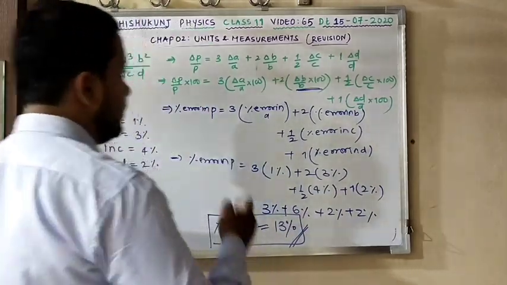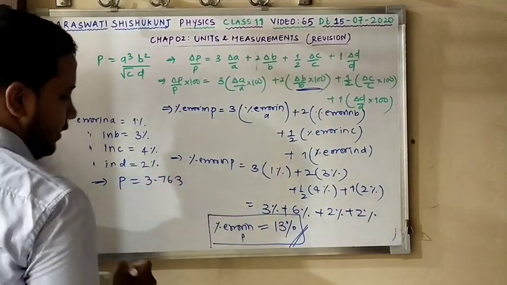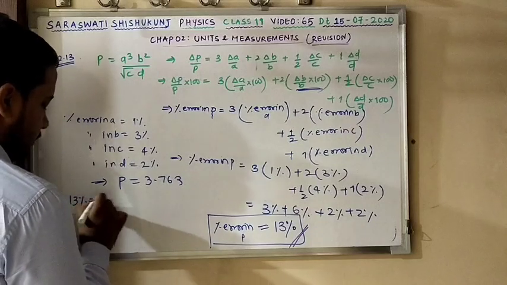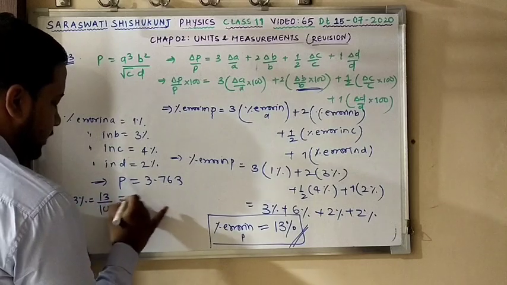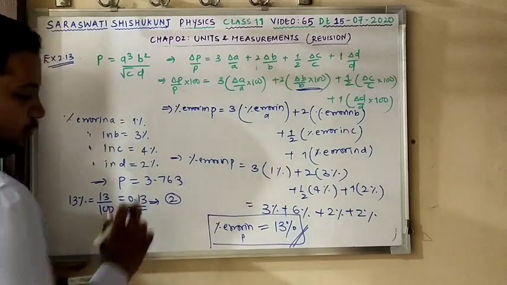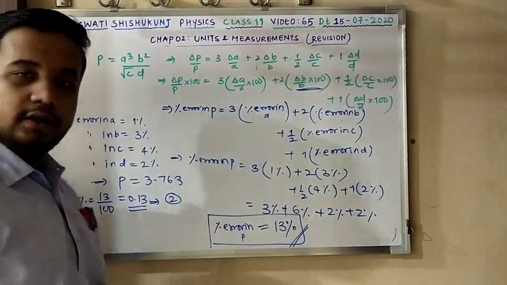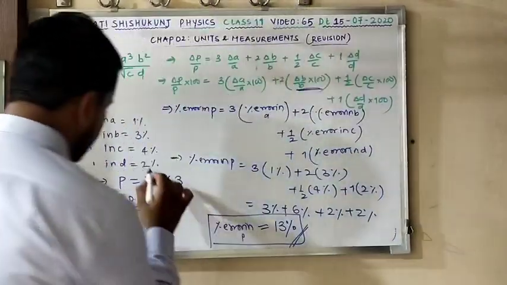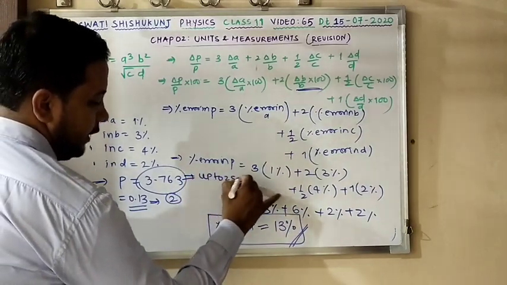One thing you have to remember: they have given the value of P as 3.763. Clear? Now 13% is equal to 13 divided by 100. The answer is how much? 0.13. Here how many significant figures? 2. In 0.13 how many significant figures? 2. So you need to convert the value 3.763 up to 2 significant figures.